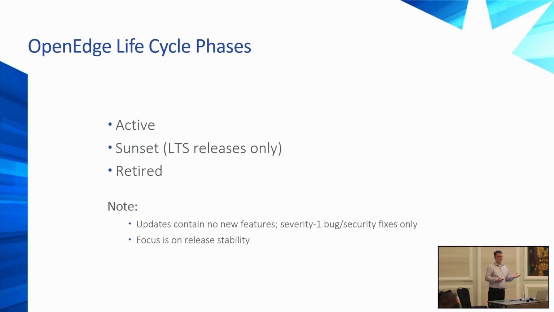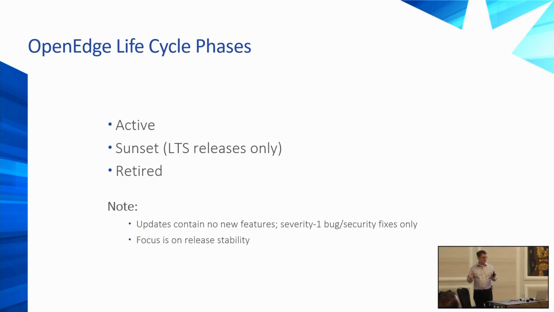The second phase is sunset for LTS. So an LTS release is going to be in active phase for a minimum of 5 years, could be longer. At some point, according to the policy, they declare a 5-year countdown in active phase, so that it's 5 years or more. And then once the next LTS is released, the previous LTS goes into sunset phase, and that's locked in at a 3-year duration.